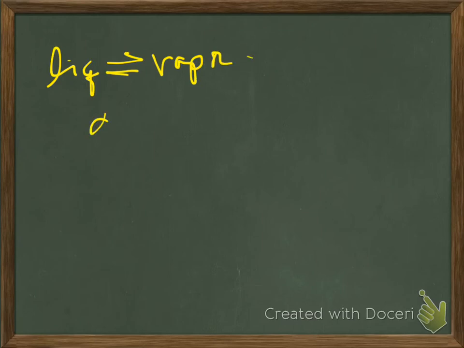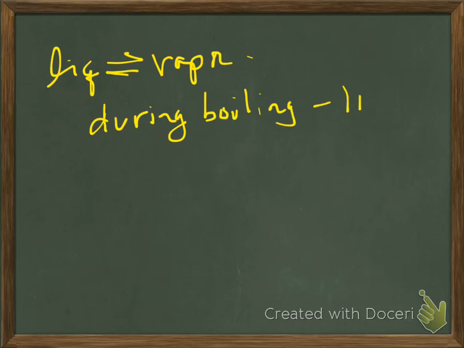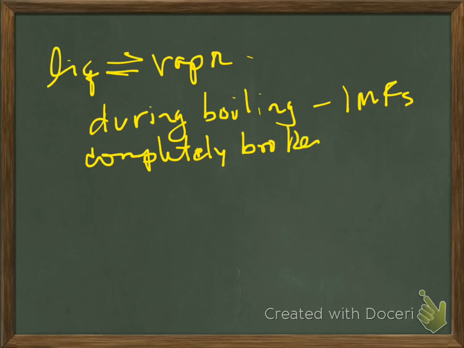One last thing to leave with in this liquid to vapor equilibrium. During boiling, and I just want to write it down, I'd said it previously, during boiling, the IMFs are completely broken. Remember that these are the intermolecular forces, not covalent bonds, just the intermolecular forces.